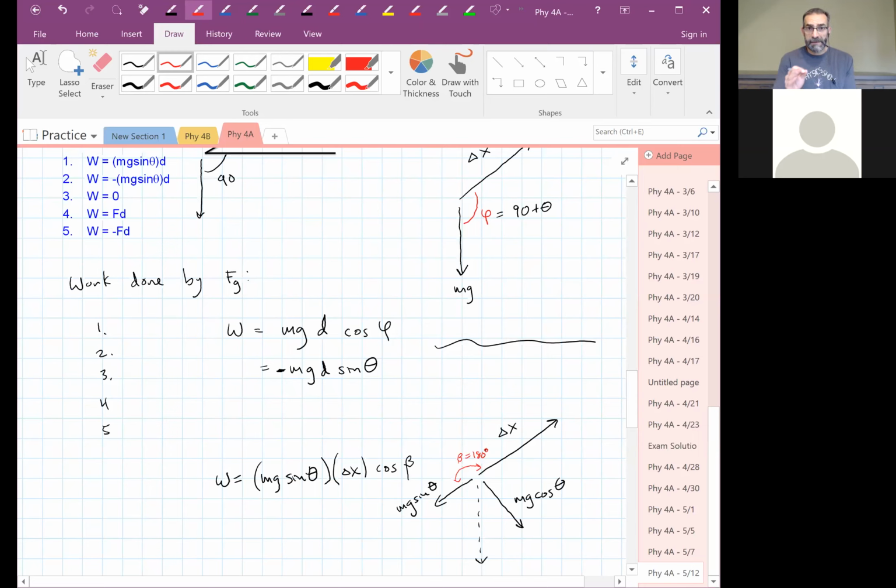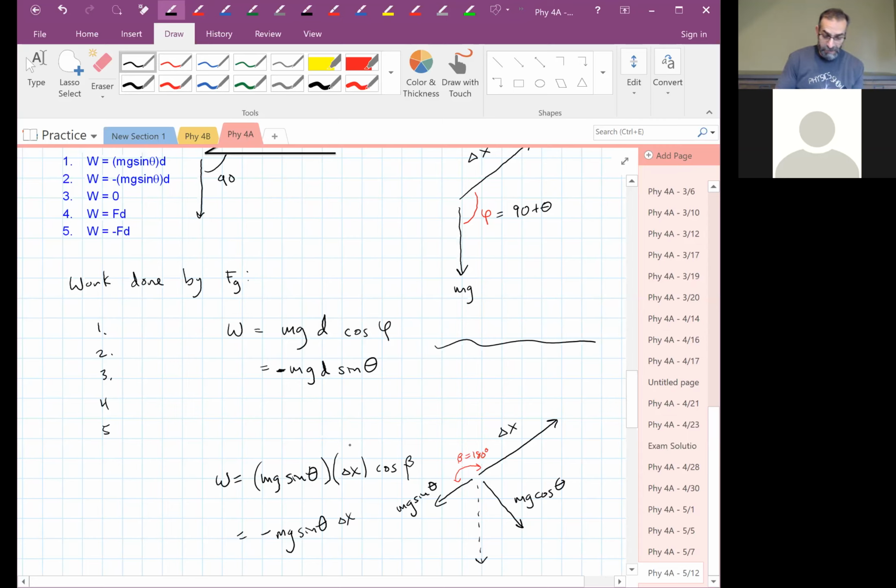You have to remember, just because it says theta doesn't mean it's the angle with the incline, right? Whenever you see a dot product, the cosine of that angle comes from when you put the two tails together of your vectors. So in this case, our two vectors are mg sine theta and delta x. So when we put their tails together, we get 180 degrees. And that gives us a negative 1. So we get minus mg sine theta delta x.